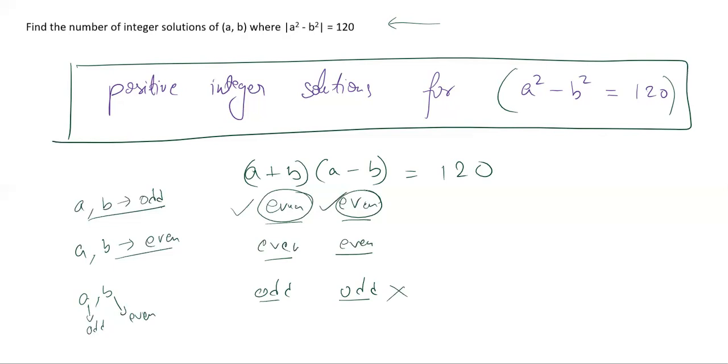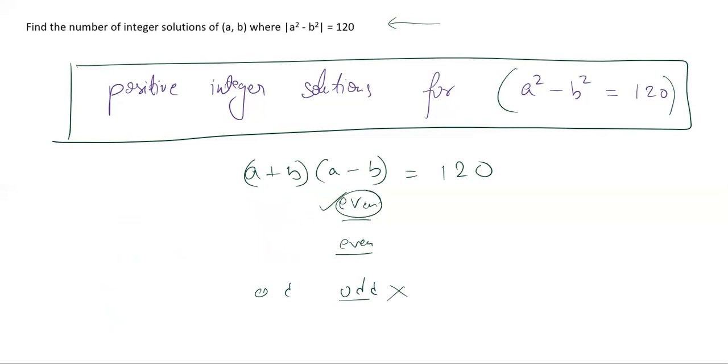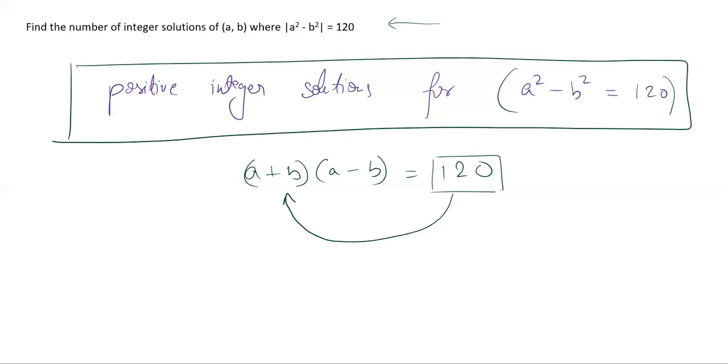Now, how to handle these cases? Whenever you have both of these even, what you can do is take more variables to understand this. Or what you can directly do is something like this. See, 120 already has some factors of 2 in it, isn't it? So we'll transfer a factor of 2 here, and we'll transfer a factor of 2 here. What I'm essentially doing is saying a plus b is 2 into something. You can represent this as some variable, and a minus b is also 2 into something.